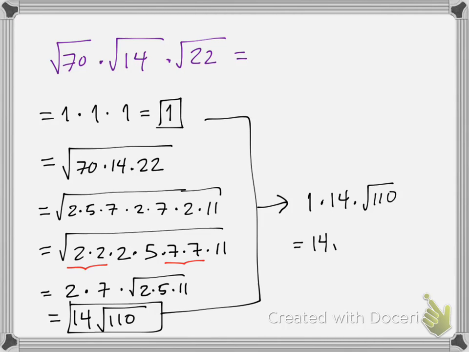Well, it's going to be 14 times the square root of 110. And that's it. That's the answer. It's easy, right? Okay. This was like the first example that we solved. Okay, now, a different one.